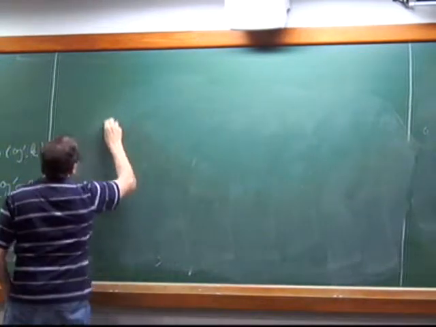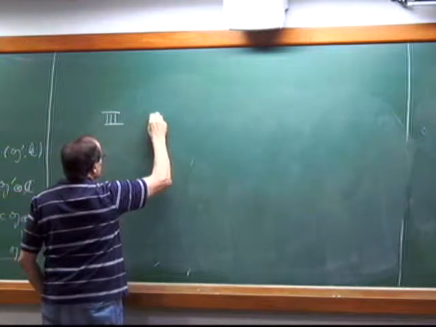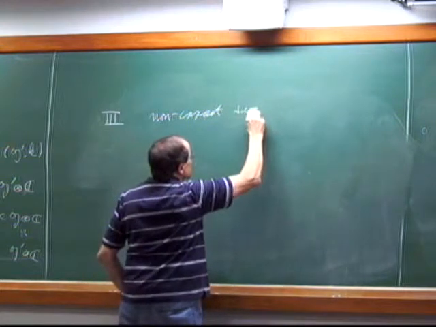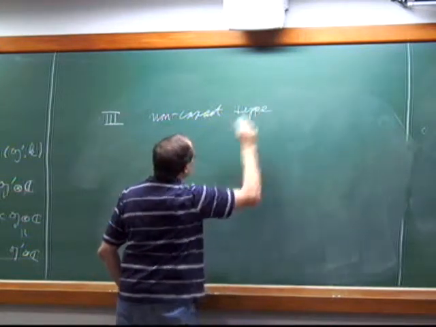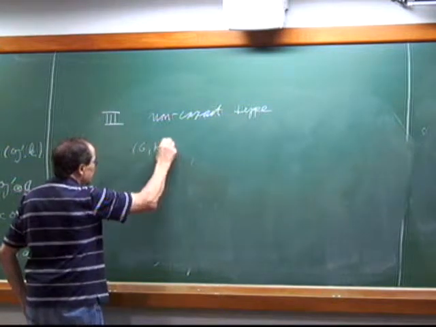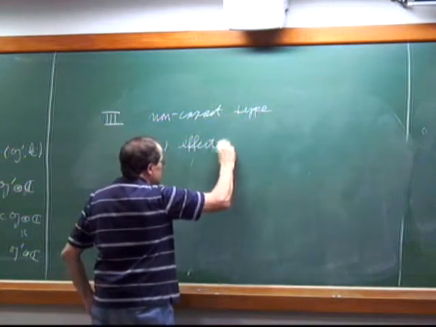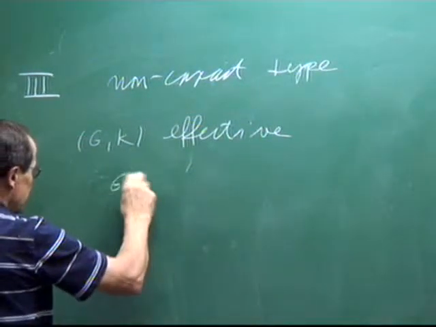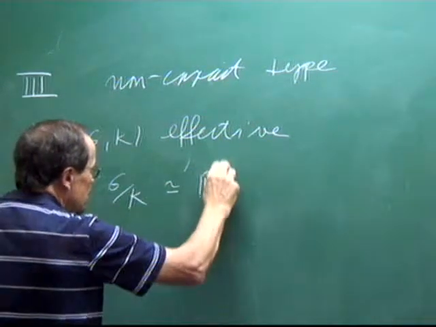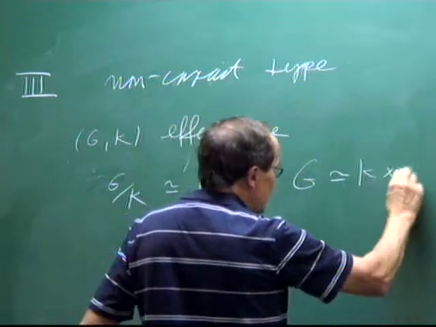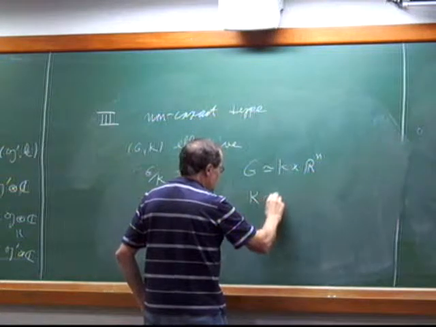In the book, my notes have another chapter called Symmetric Space of Non-Compact Type. They have lots of special properties which are interesting. For example, say G comma K is effective, non-compact type. Then G mod K is diffeomorphic to R^n. Particularly it has to be simply connected. So the group G is then diffeomorphic to K cross R^n. K is a maximum compact subgroup.